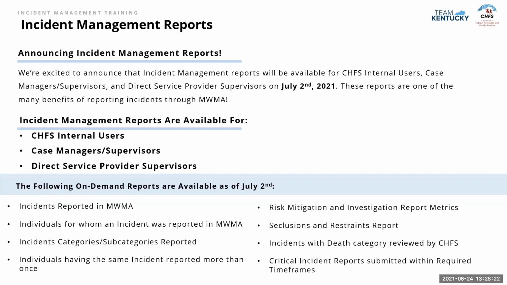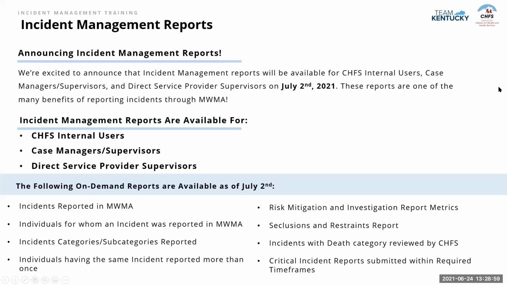So you can take a look at incidents reported in MWMA, a report about individuals for which an incident was reported in MWMA, different incident subcategories and categories that have been reported, individuals who have experienced the same incident more than once, risk mitigation and investigation report metrics, seclusions and restraints report, any incidents that involved a death category and was reviewed by CHFS, and finally, the critical incident reports submitted within the required timeframes.